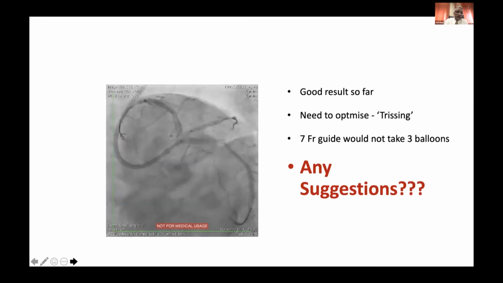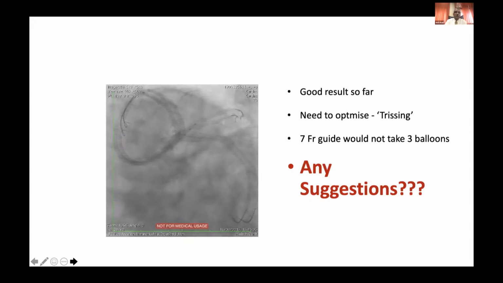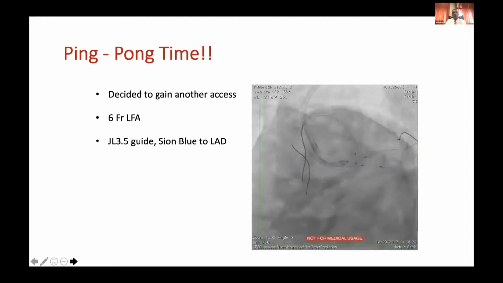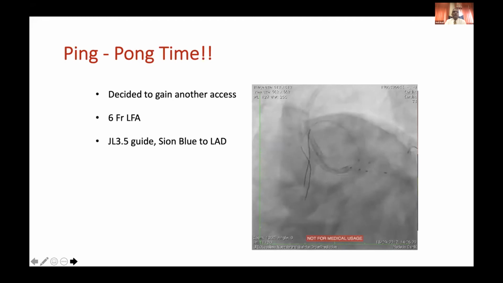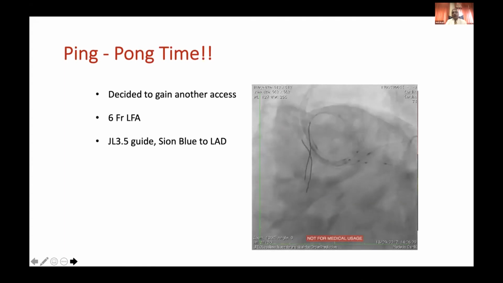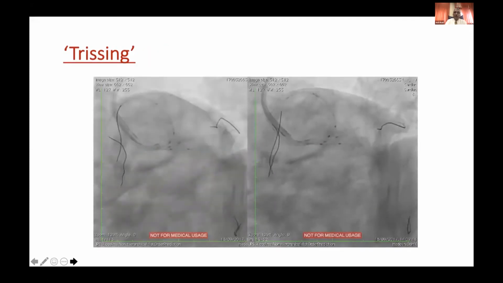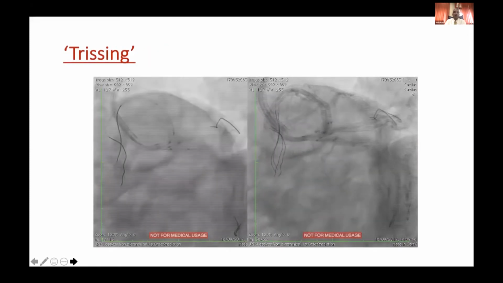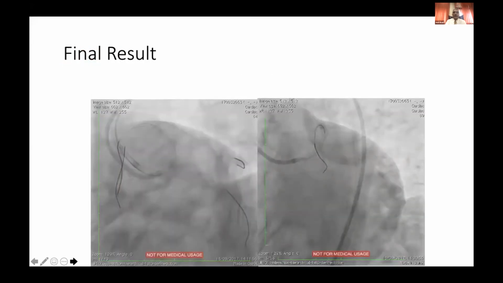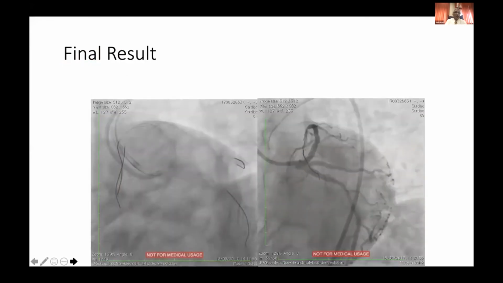We thought, should we now change to an 8 French guide, which may be a default option here? But we thought, no, we have another groin. We took another access, took another 6 French guide, and used a ping pong guide. So we took access with another guide, and with that we could have 2 guides, and we could deliver all 3 balloons, and we performed a trissing, and by which time, of course, our confidence grew, and by this technique we could have a satisfactory result.